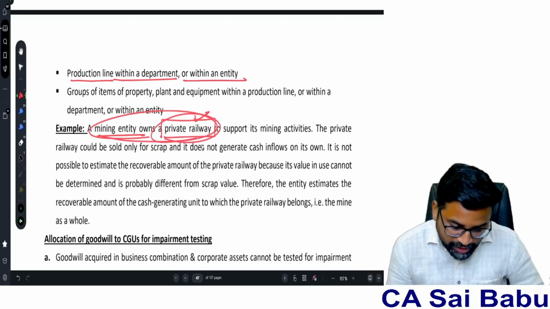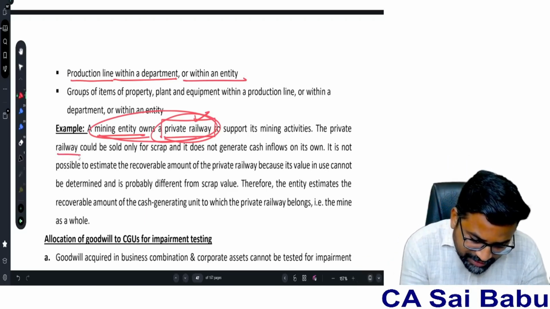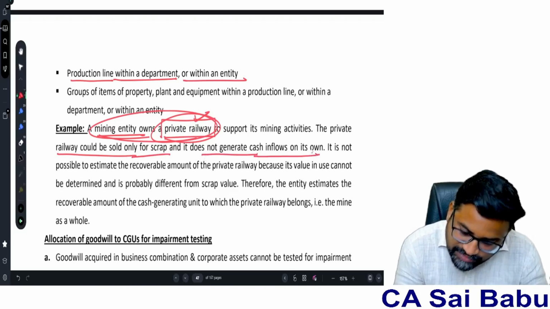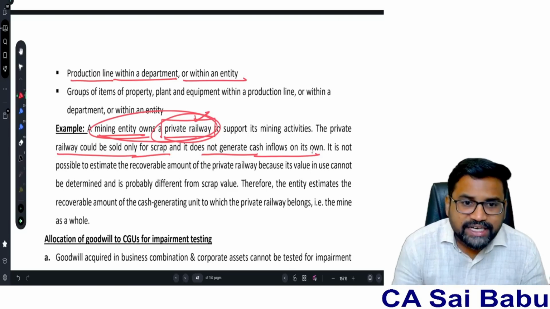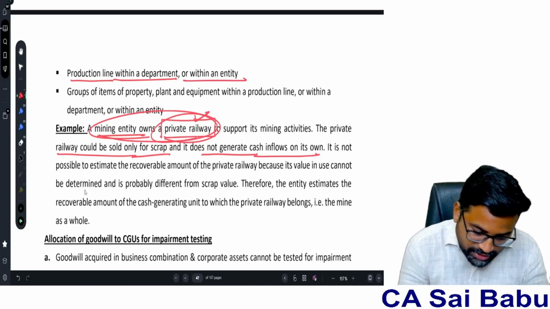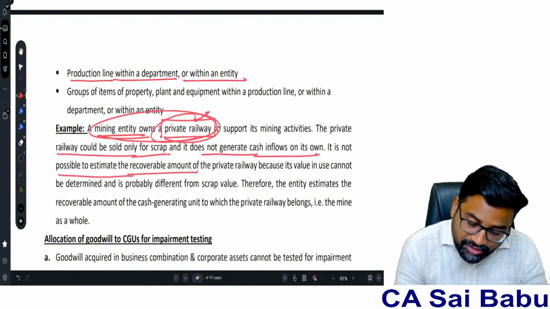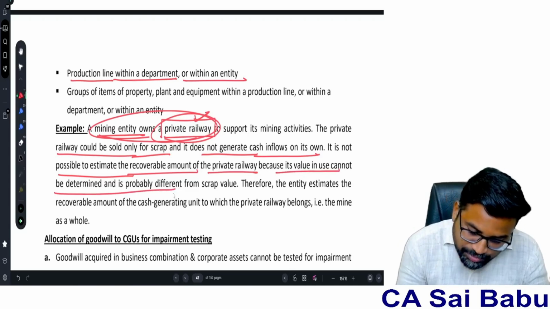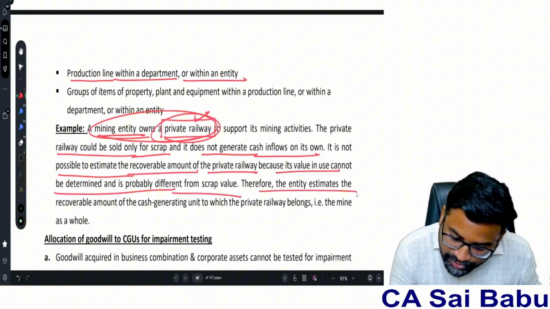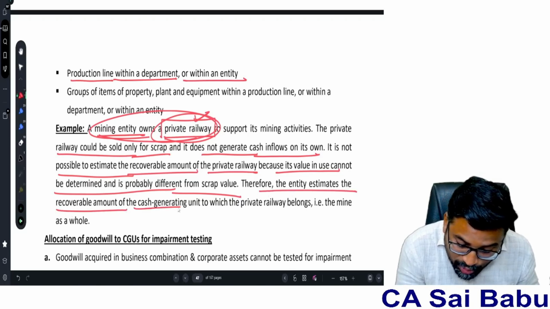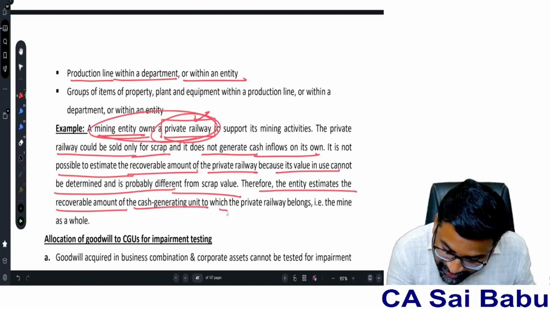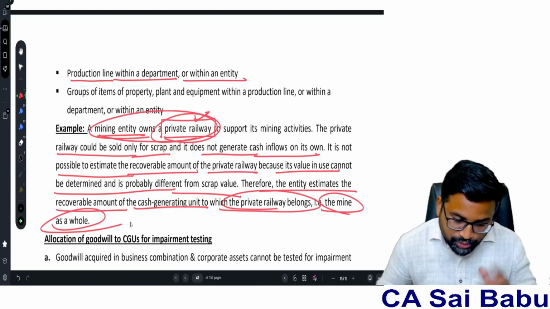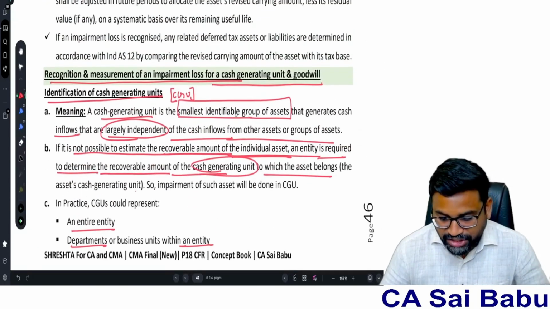That's the idea. Okay. So the private railway could be sold only for scrap and does not generate cash inflows on its own. That means it is not possible to find out the recoverable amount. It is not possible to estimate the recoverable amount of the private railway because its value in use cannot be determined and is probably different from scrap value. Therefore, the entity estimates the recoverable amount of the CGU to which the private railway belongs, that is the mine as a whole. Hope you guys are understanding what a cash generating unit is.